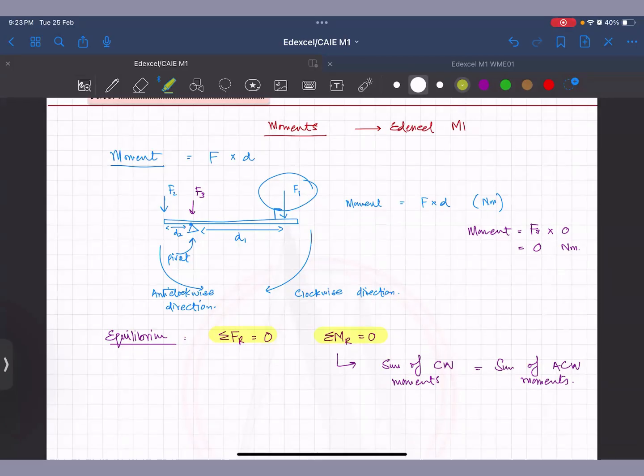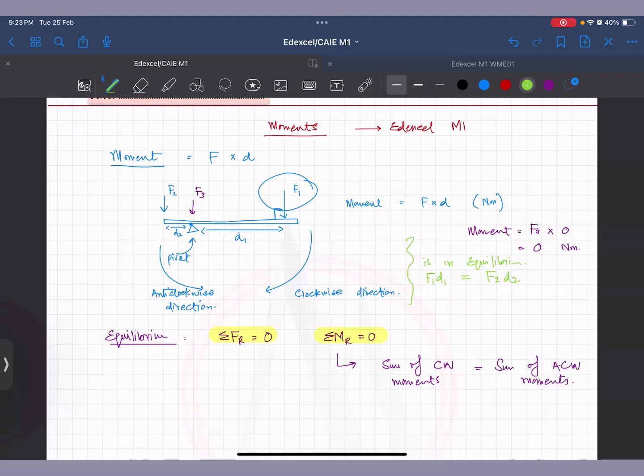For example, if I say that this complete system which I've drawn over here is in equilibrium, this means that F1d1, which is producing the clockwise direction, would be cancelling out F2d2, the moment being generated by force 2. And there's one more thing: right now the moments are being cancelled out, but another condition that should be fulfilled is that the sum of forces, the resultant force, would be zero.